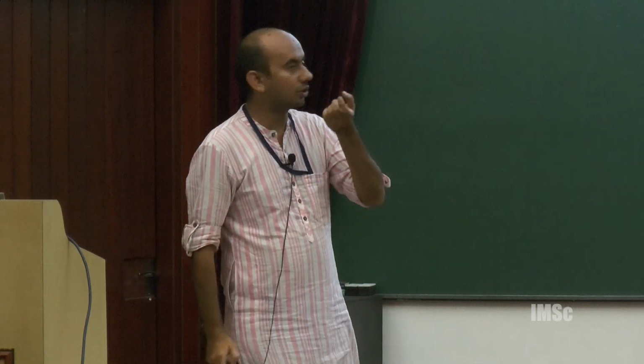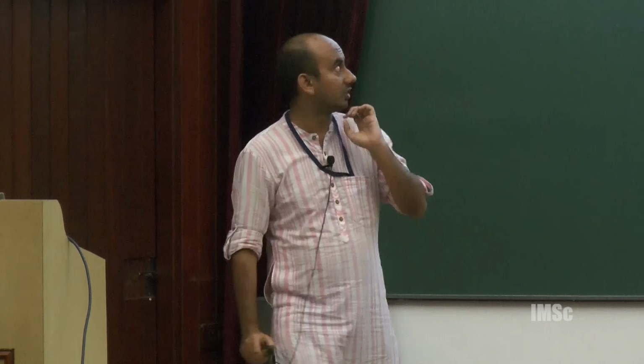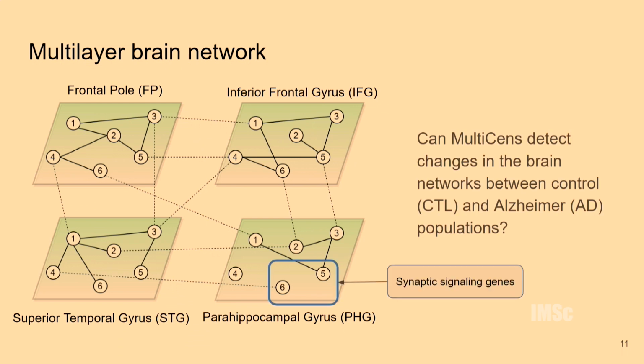And I want to briefly talk about another application where we tested this multi-sense framework. All the results that I showed you till now, we only spoke about 2 layers at once, but there can be any number of layers. For example, in this brain network, there are 4 regions, and the setup is the same. We have the same set of genes and different connections between them.